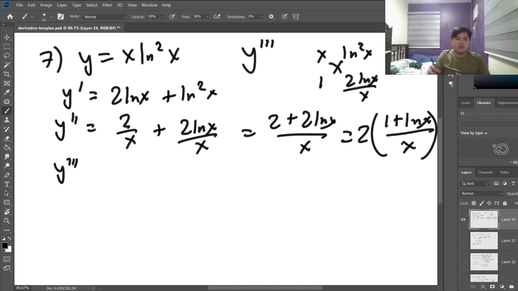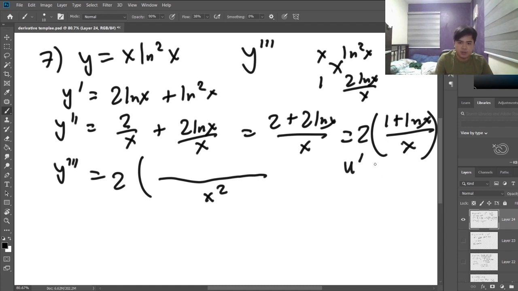So we can start finding the derivative of this thing. We get 2, then we multiply by the derivative of this. So what's the derivative of this? Well, this is a quotient rule situation, so the bottom should be x squared. The formula for the quotient rule is u prime v minus u v prime over v squared. So u prime, the derivative of the numerator, is just 1 over x, multiplied by the denominator, which is just x. Minus u, which is 1 plus ln x, multiplied by the derivative of the denominator, which is just 1. So that's good.